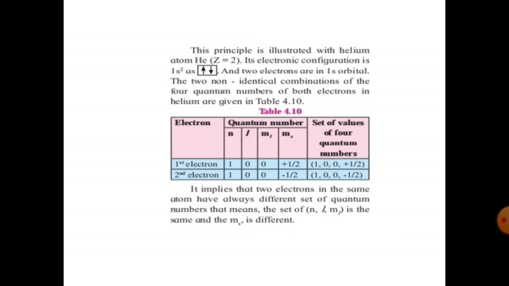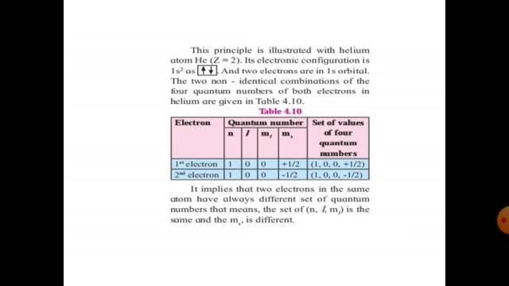See, in helium there are two electrons. For the first electron, n is having the value 1, that is the principal quantum number is 1. Azimuthal quantum number l is 0, magnetic quantum number is also 0, but spin quantum number is plus half. So what is the set of values? 1, 0, 0 and plus half.